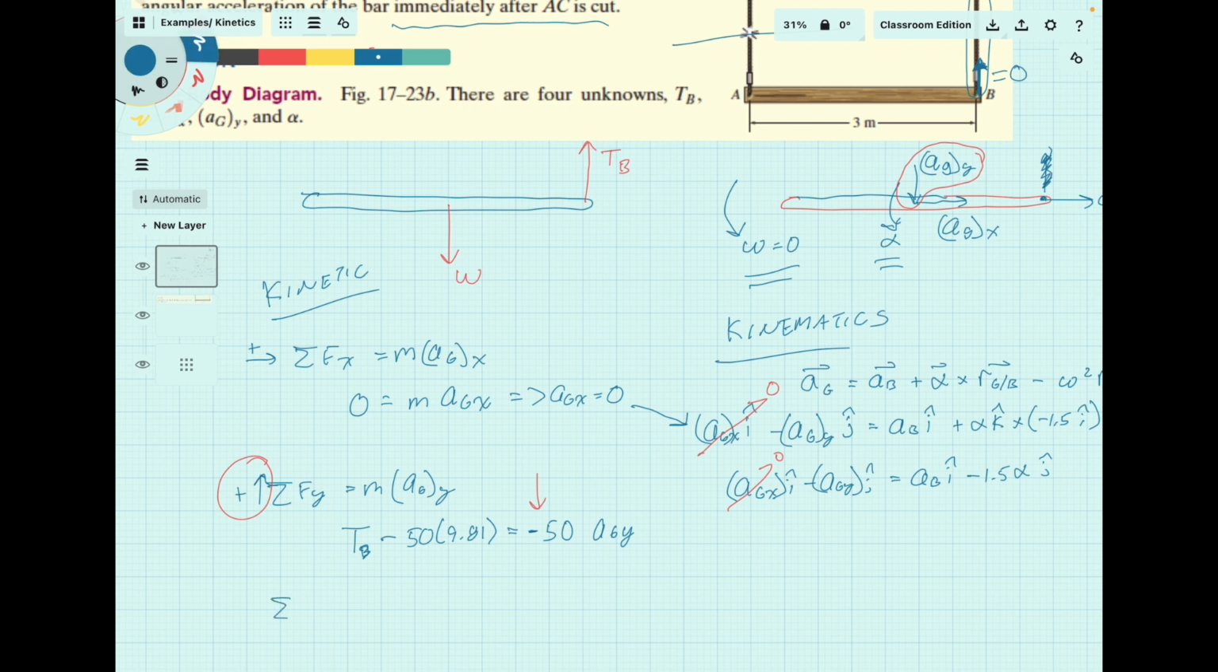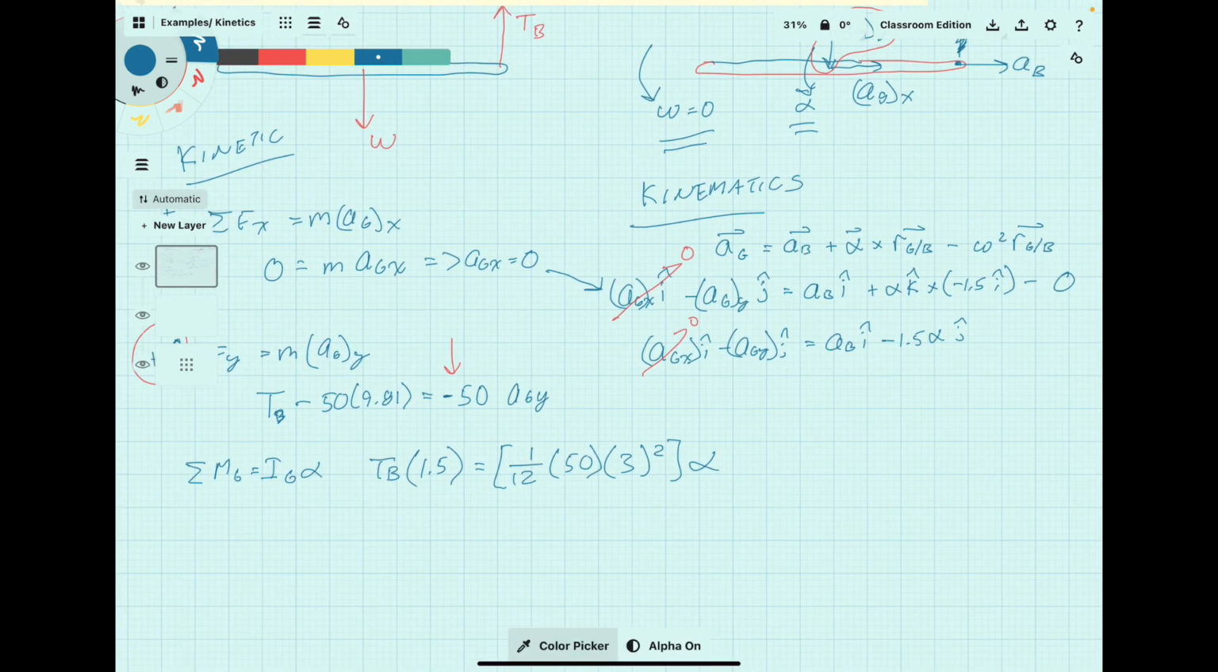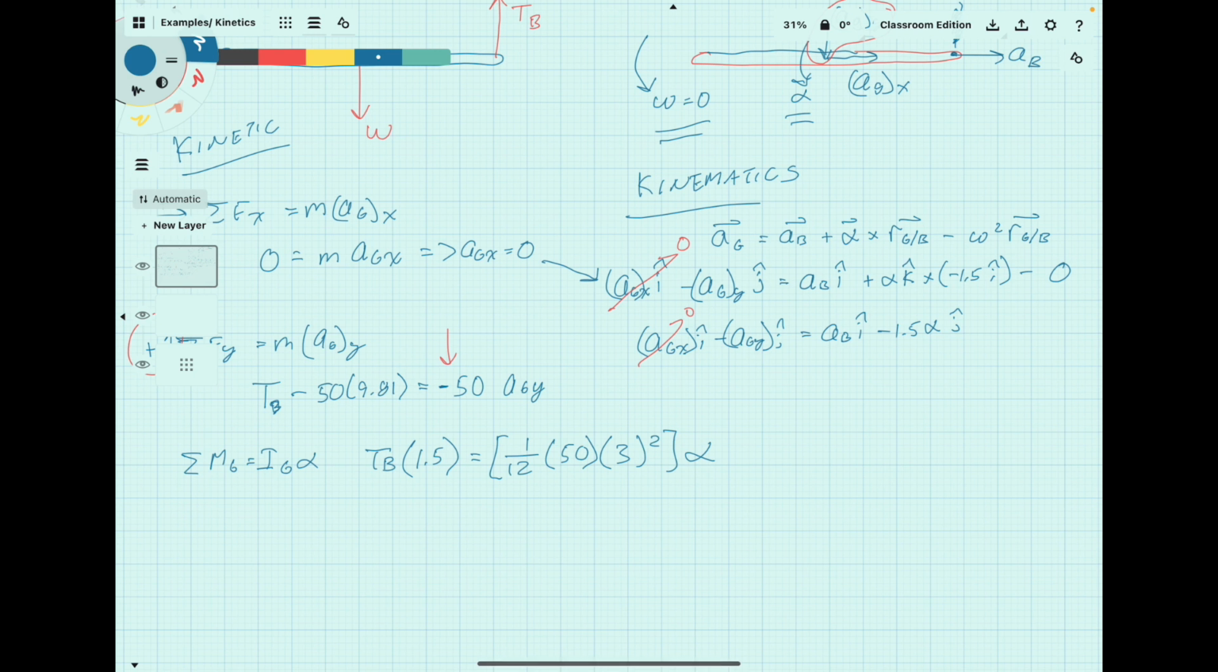And lastly, we'll have a summation of moments about the CG is equal to the mass moment of inertia at the CG times alpha. And there's not a lot going on there. The weight acts through the CG, so the only remaining force to cause a moment is the tension in B. It's acting at a distance of 1.5 meters. And then our equation for the mass moment of inertia for this case will be 1/12 times the mass times the length of the bar squared, times alpha.